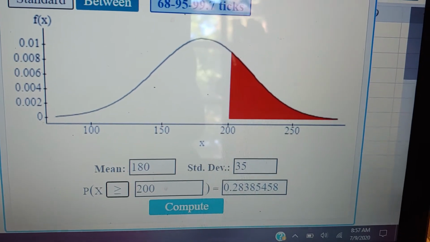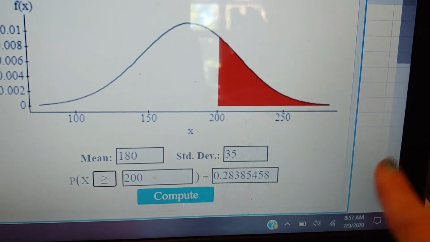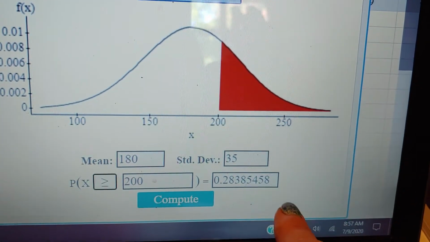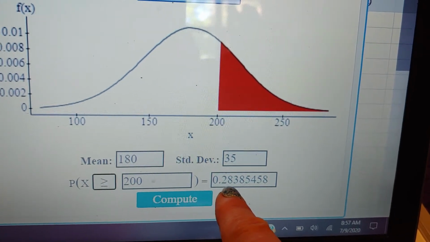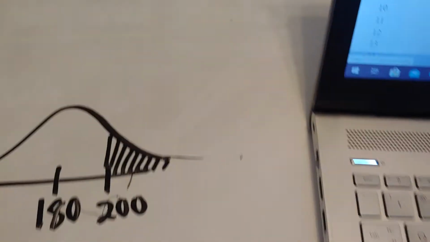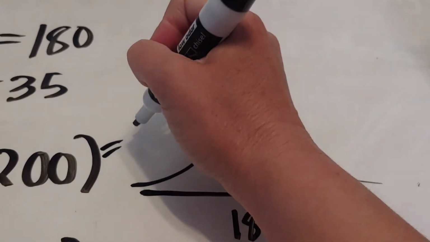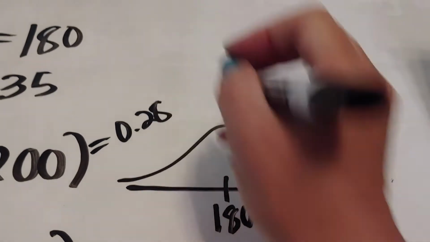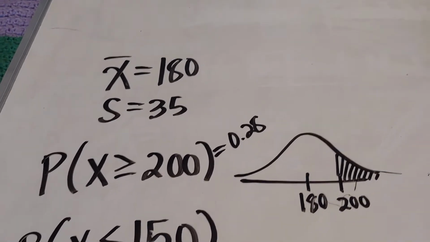All right, so once we feel confident that this picture matches, the probability that this occurs, the area of the shaded region is right here. We're going to round it to 2 spots. We're going to call this 0.28. So that's saying that the probability that this happens, just write it in here, is 0.28 or 28%. That's the whole problem. Okay, so we're going to do 2 more.